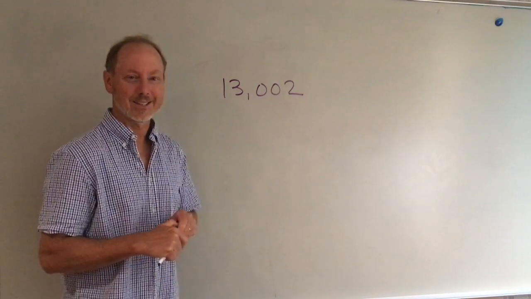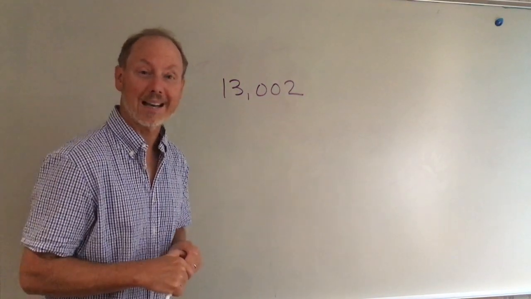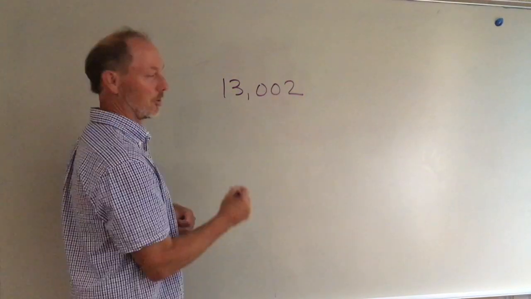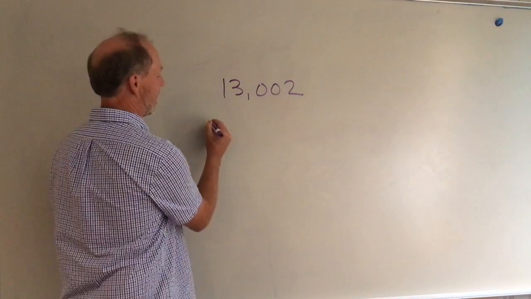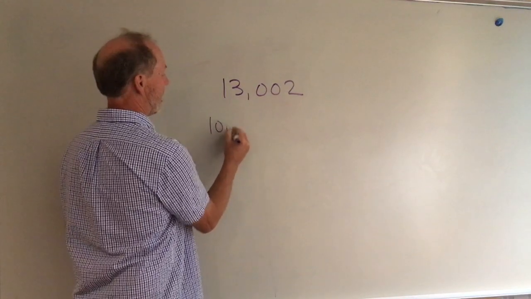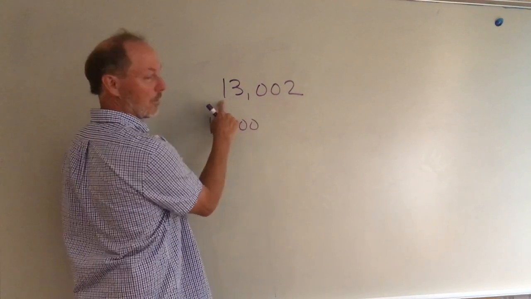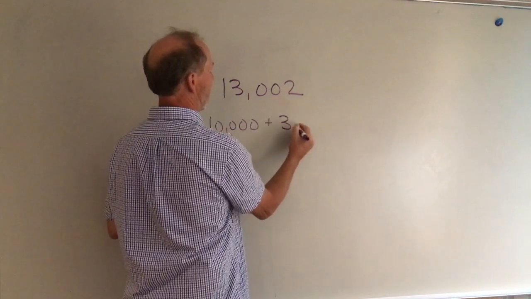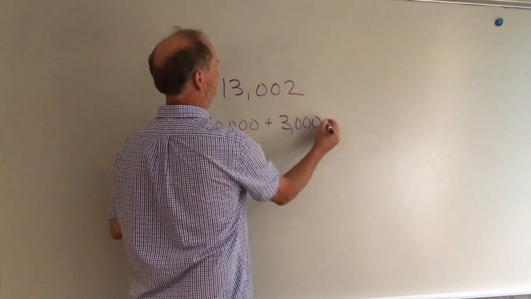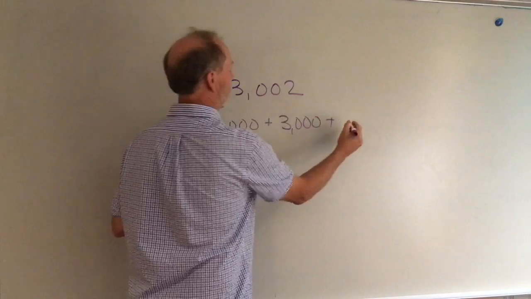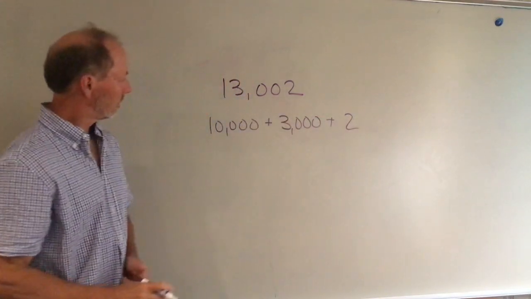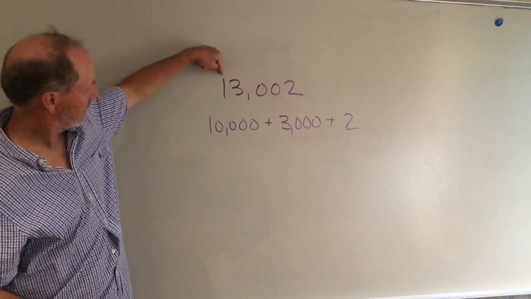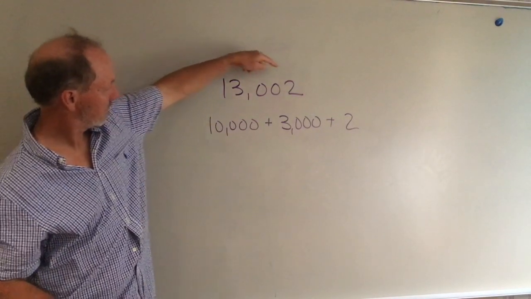If I wanted to write this in expanded form, which I don't, but I'll do it for you because you're my kids, it would be 10,000, that's him, right? Plus 3,000 plus 2. Get it? So 10,000, that's him. 3,000, 2.